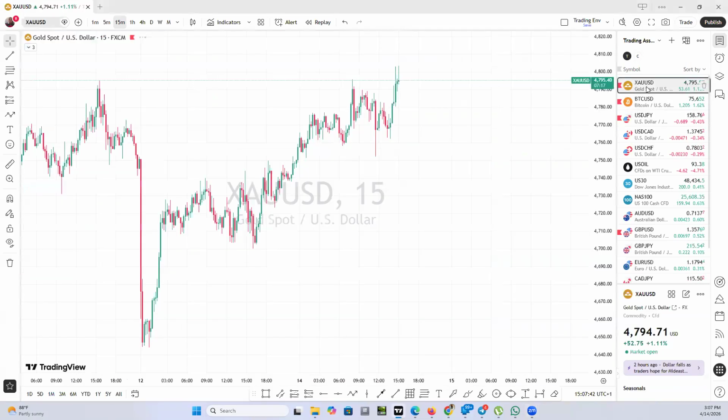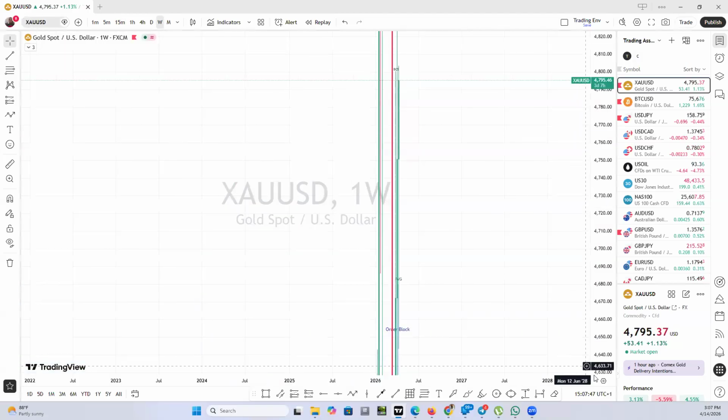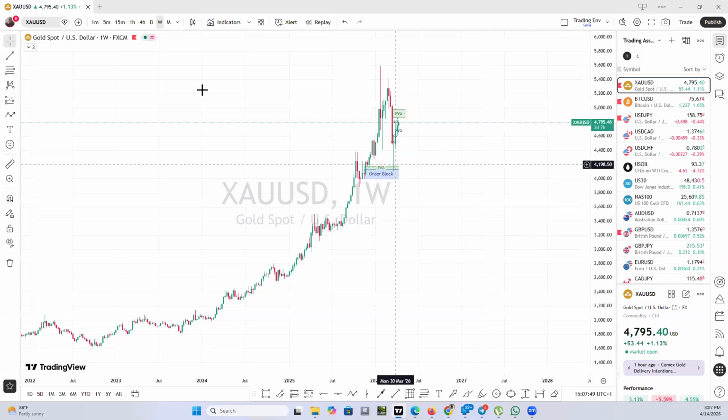So yesterday we analyzed gold with a few of you guys. I'm not going to start from the beginning. From the weekly time frame, as you can see, we have this order block. This is gold, this is XAUUSD. From the weekly time frame, let me just repeat what I did yesterday.